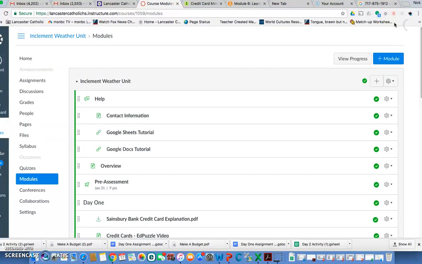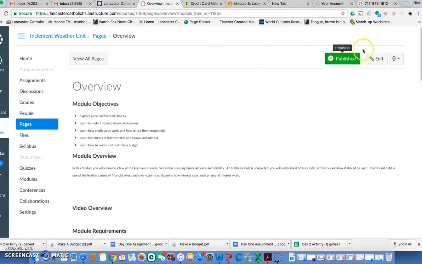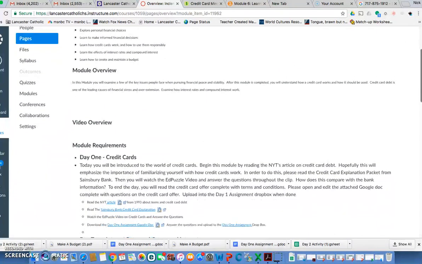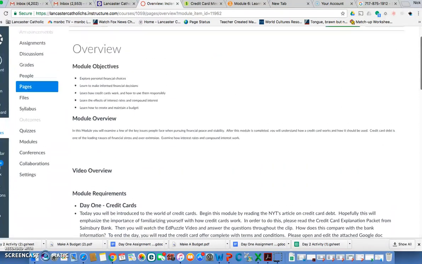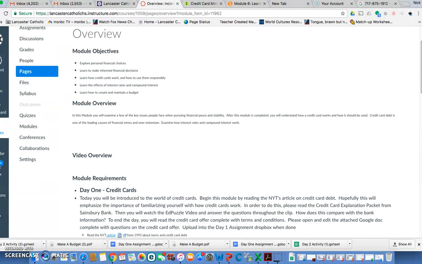So the first part, like I said, if you go into my overview, I basically have the instructions written down for the course, and within that overview you can see it again broken down by days. It gives the instructions at the beginning. I do have a pre-assessment that's set up that students take first, and I created a Google form for that.